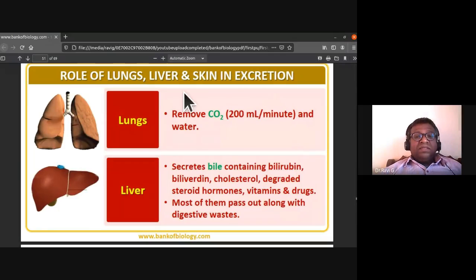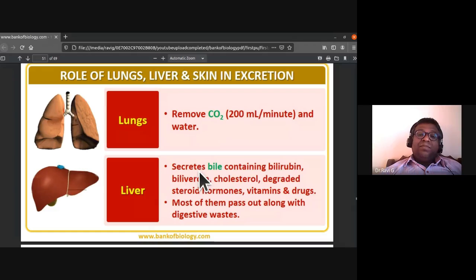Role of lungs, liver and skin in excretion. Lungs remove carbon dioxide, 200 ml per minute, and they also remove water.